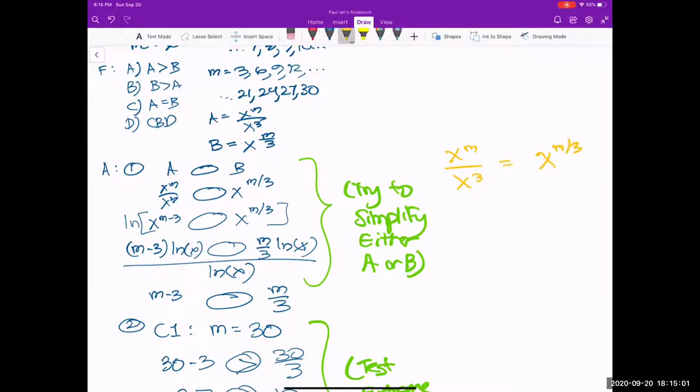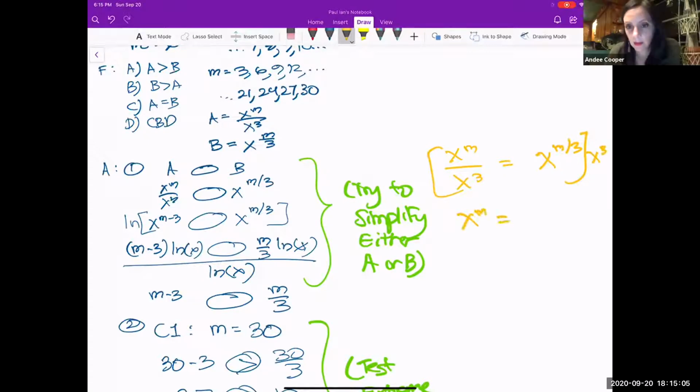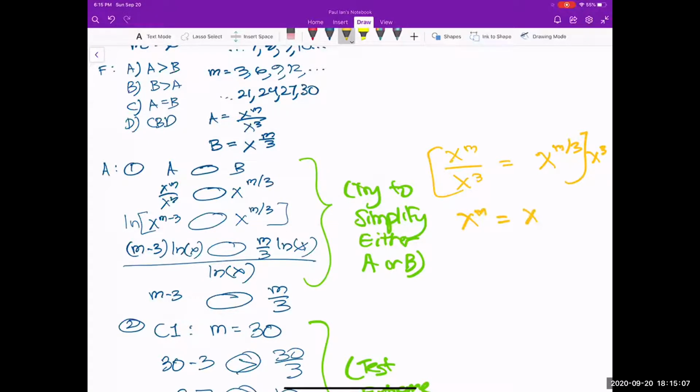xm3, and you multiplied both of them by x to the 3rd. Right. And then let's look at the b now. So m over 3. Then you're going to add 3 to the exponent. Right.